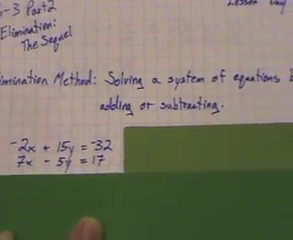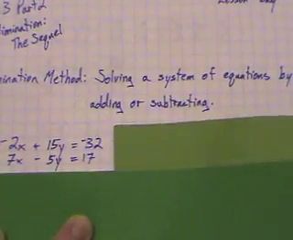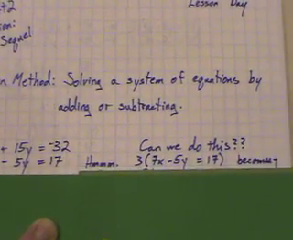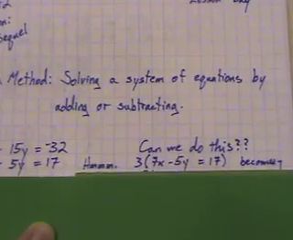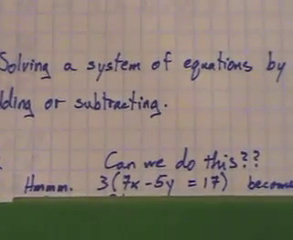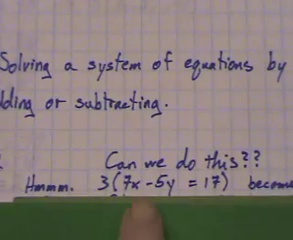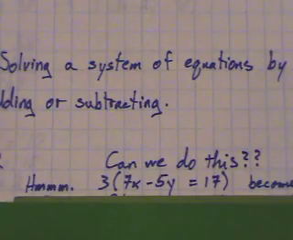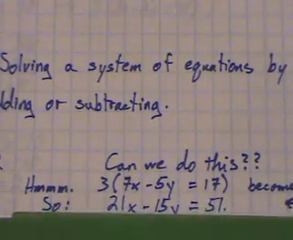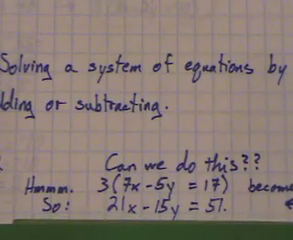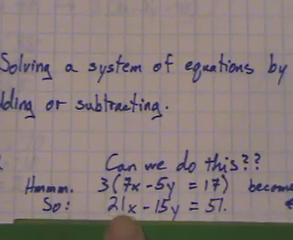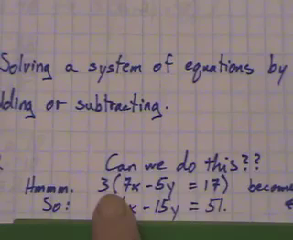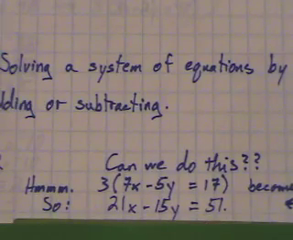So, can we multiply that entire equation, both sides, by 3? I think we can. So that whole equation becomes 21x minus 15y equals 51. Don't forget to multiply both sides.